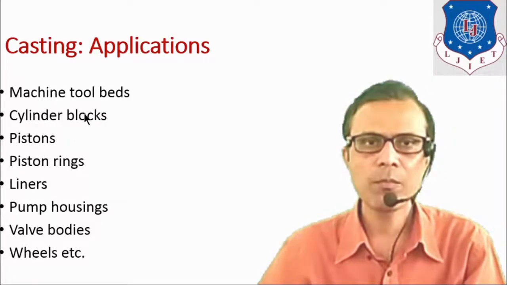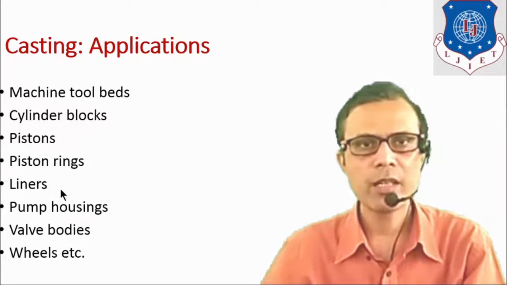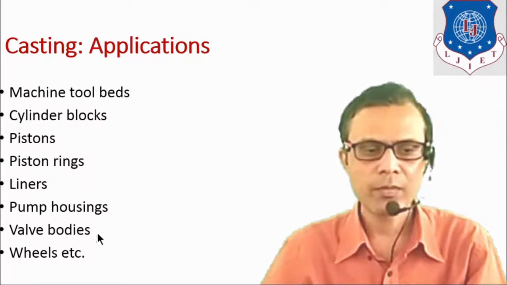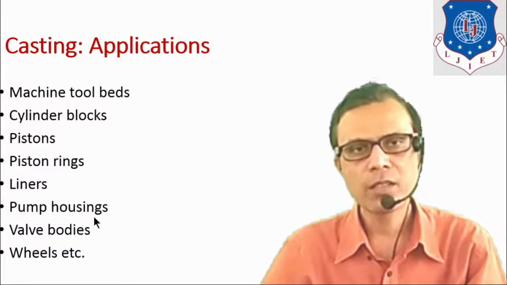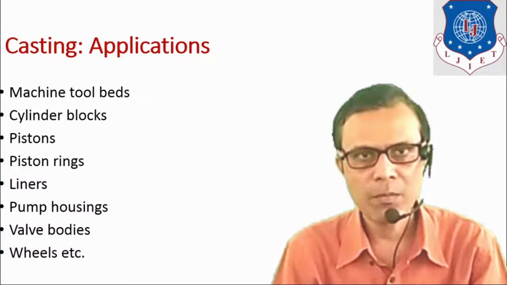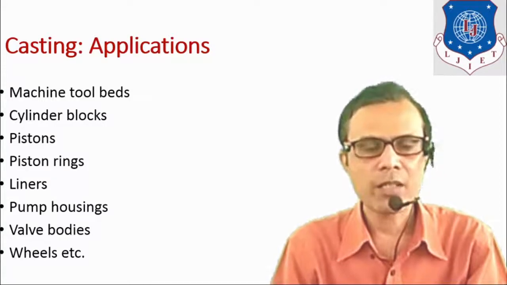Then cylinder blocks, piston, piston ring, liners, these are the components of an IC engine which can also be made by this casting process. Pump housings, valve bodies, wheels. These are some applications where a part can be produced by the casting process.